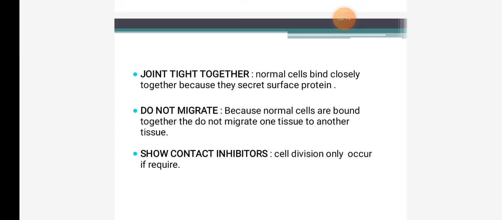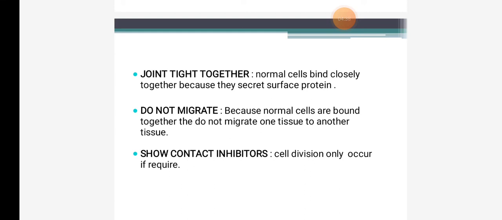They never invade other tissues and grow together only in the same place. They do not migrate; because normal cells are bound together with the secreted surface protein, they do not migrate from one tissue to another tissue. That's why every organ is separate from the other organs, and every tissue is separate from other tissues.